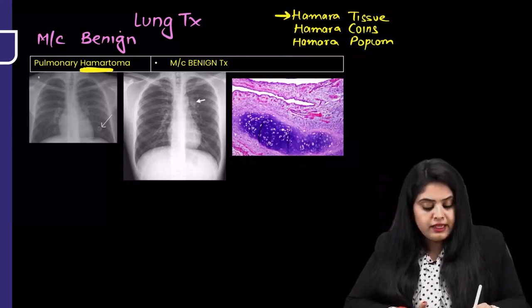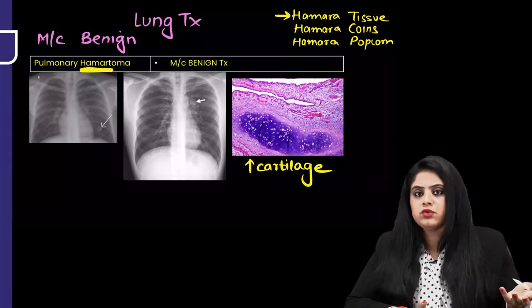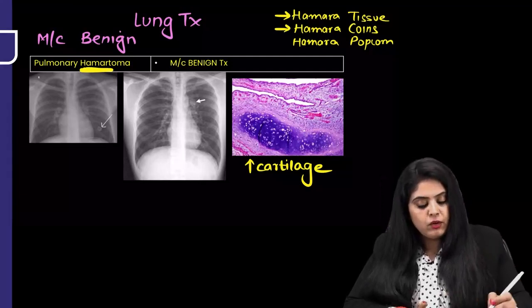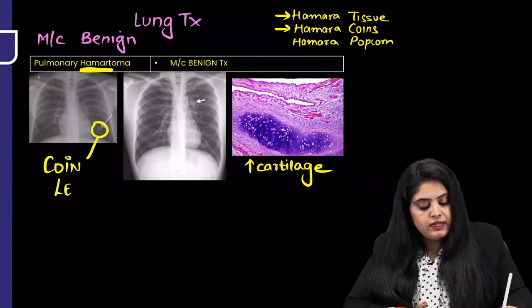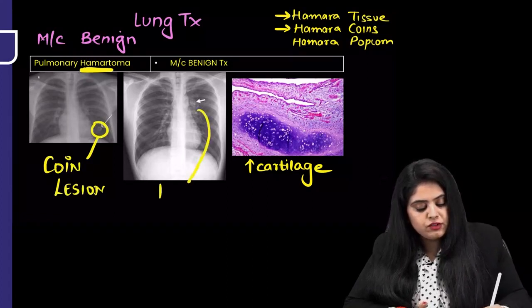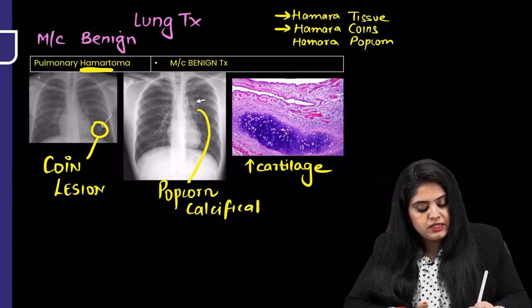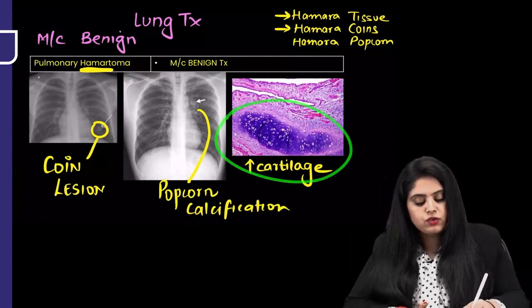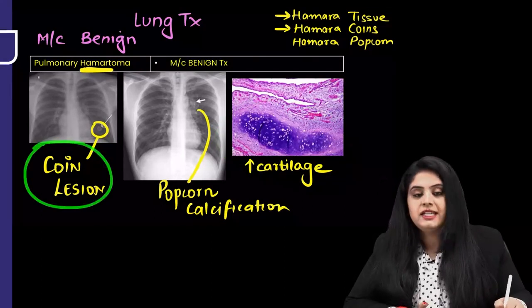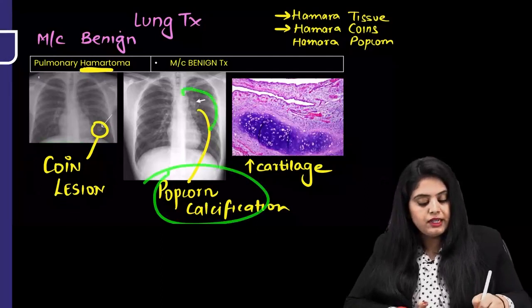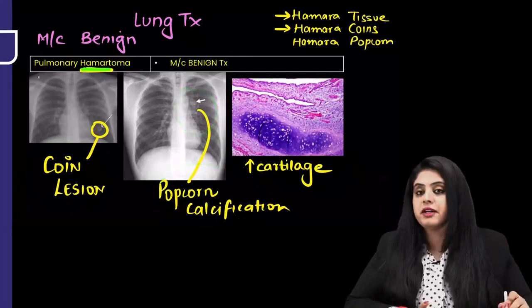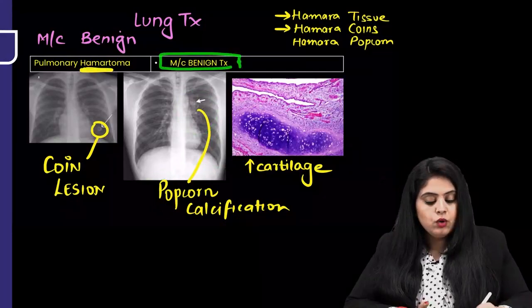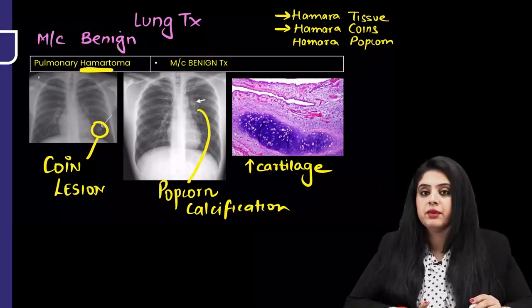So my tissue, there is increase in cartilage. Cartilage is normal tissue of the lungs. So more tissue, normal tissue is increasing. Hamara coins is basically telling me that it's showing you a coin lesion, and hamara popcorn is telling me that it's showing you popcorn calcification. That is what you need to know about hamartoma. Repeating once again, hamartoma is hamara tissue, so cartilage increases, hamara money, that is coin lesion, and hamara popcorn, that is popcorn calcification. That is pulmonary hamartoma, which is the most common benign lung tumor that you have.